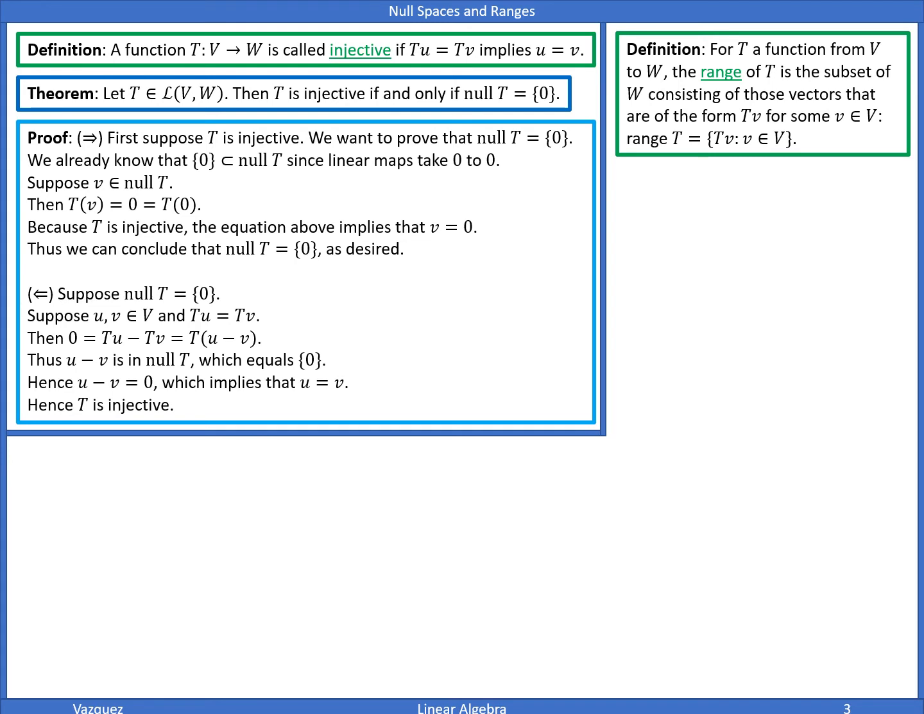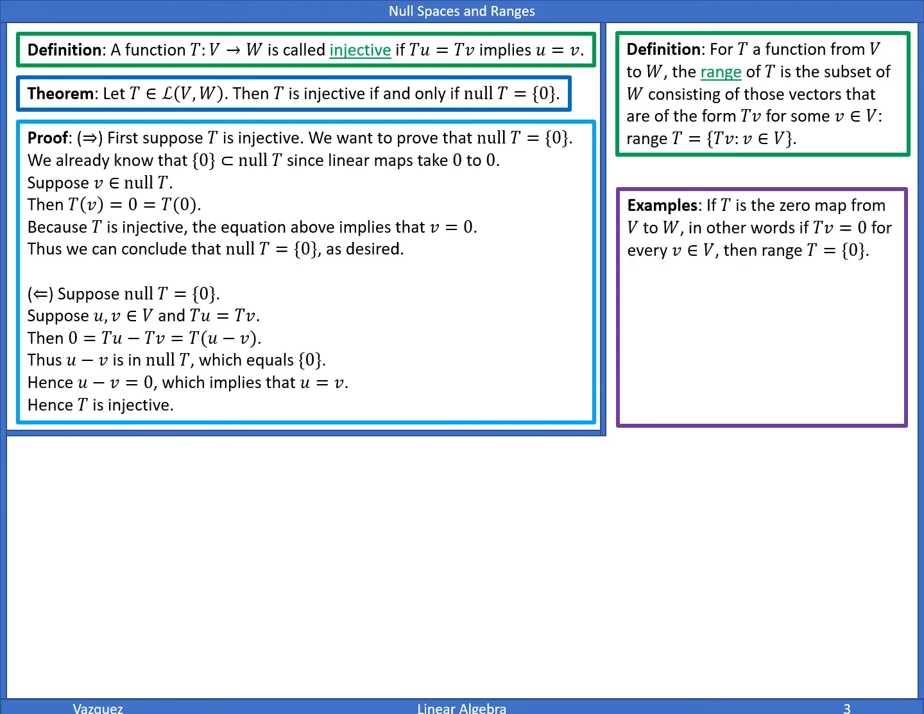So the range of T is equal to that set. And this is a definition we learned in high school, maybe not defined as formally as this. Maybe in high school you just heard that the range was a subset of the reals, because most of our functions, if not all of them in high school, were from the reals to the reals. So that's what the range is.